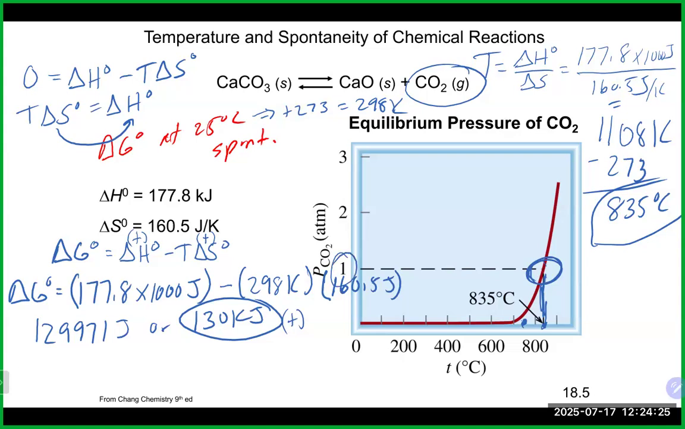So that equation that we use, you could use it to calculate delta G and whether the reaction is going to be spontaneous. You could also use it in a case like this to figure out, if it's not spontaneous, what temperature it would become spontaneous at. Any questions on that there?